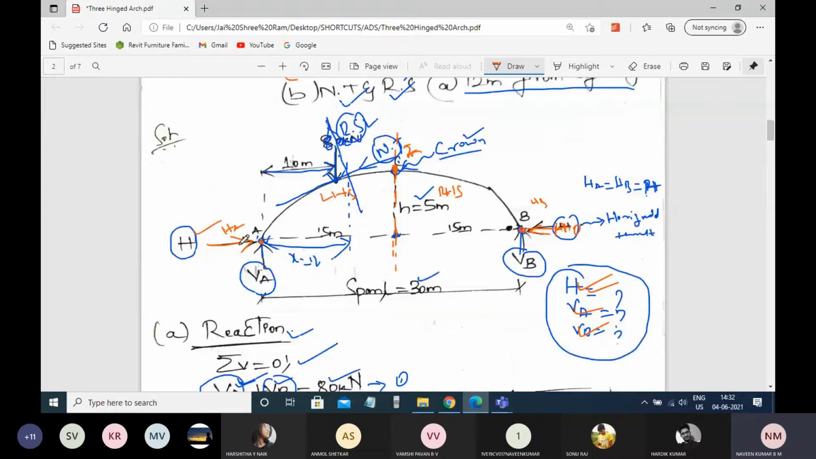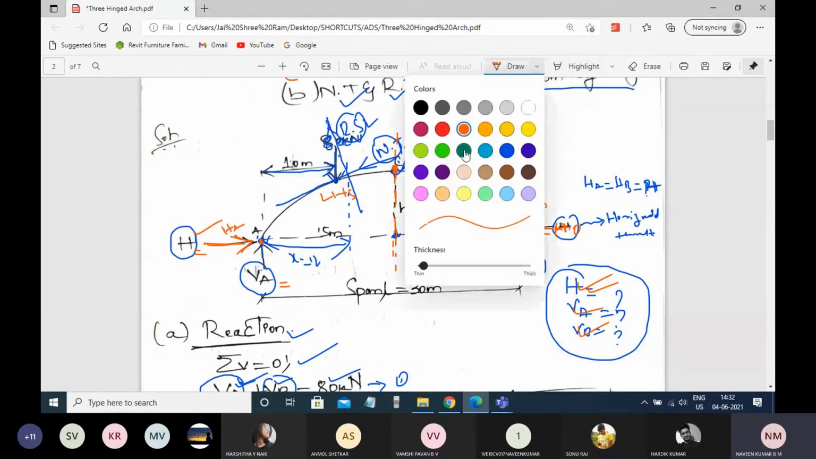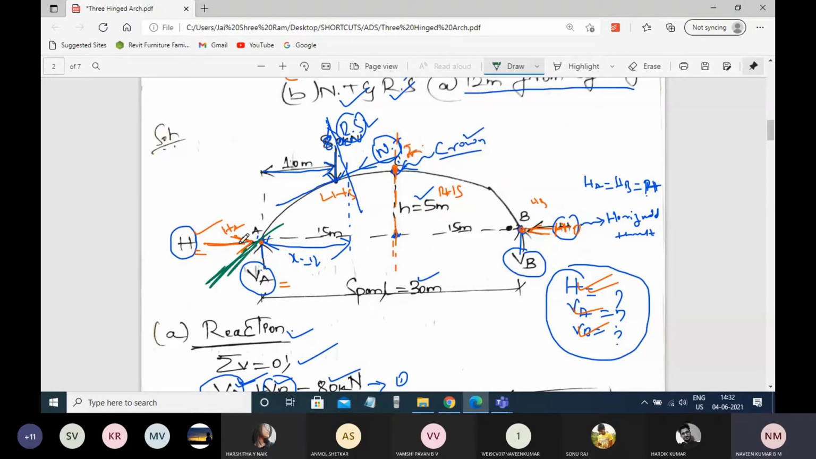Now once you have got all the reactions, you can find the resultant at A. The magnitude of H is different, the magnitude of V is different, so then you need to find the resultant force, and the angle between the resultant force and the datum line. That you can consider as theta A. Similarly, you'll get VB as well as H, so again you can find the resultant at B.